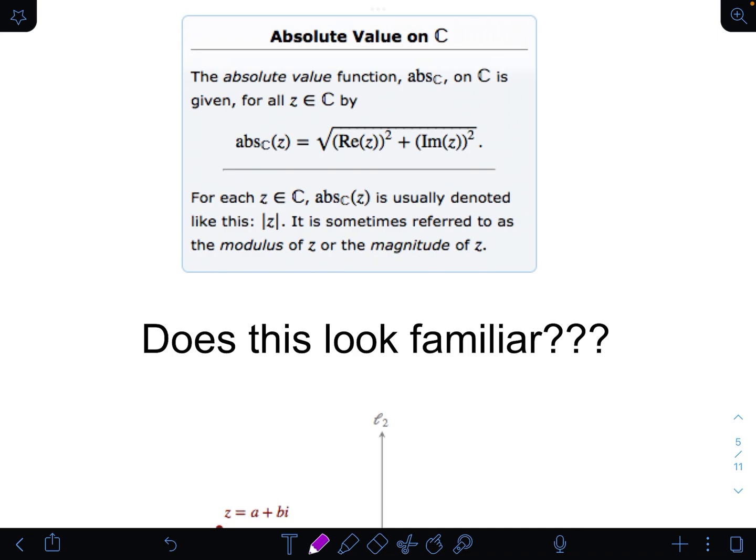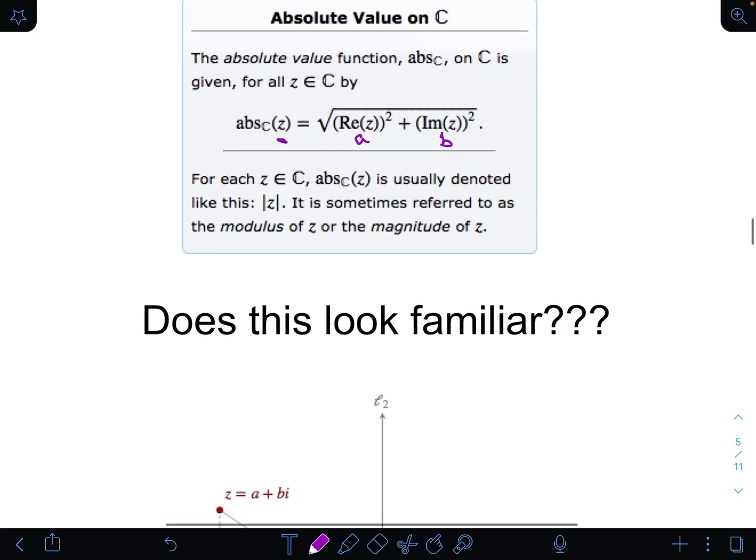So again, absolute value of a complex number, just shorthand for z, where z is just representing some a plus bi number, right? So the real number part of that, that's the a squared. The imaginary part of that, the b squared. Add those together, square root it. That is going to be the absolute value of the complex number.